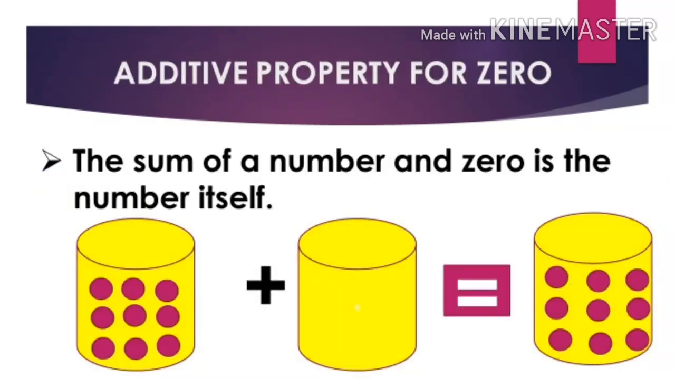The last property is the additive property for 0. In this property, the sum of a number and 0 is the number itself. As you can see in the example, here I have drawn one drum in which there are total 9 balls. In another drum, no ball is there. But the answer is 9 itself.